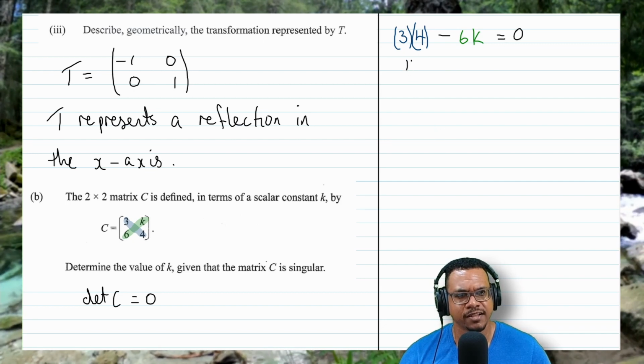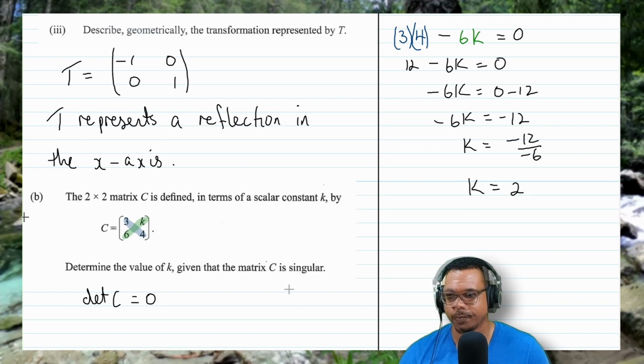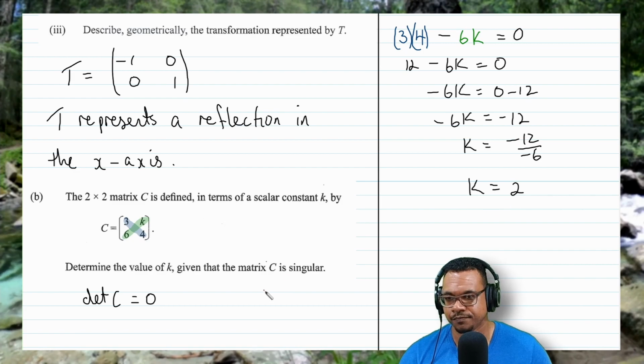So 3 times 4 is 12. Take away 6K is equal to 0. We carry across the 12, it'll turn -12. So -6K is equal to 0 take away 12, so -6K is equal to -12. The operation between -6 and K is multiplication, so when we carry it across, we'll have -12 divided by -6. So K is equal to +2. All right, and that's the answer. The value of K is +2.